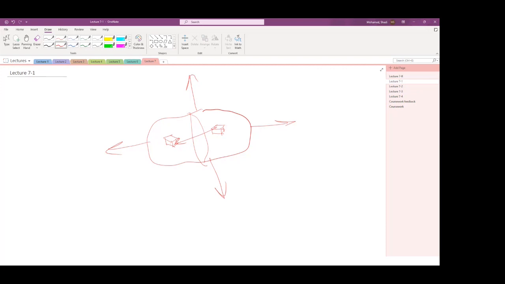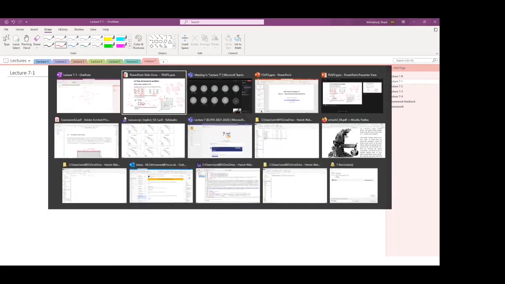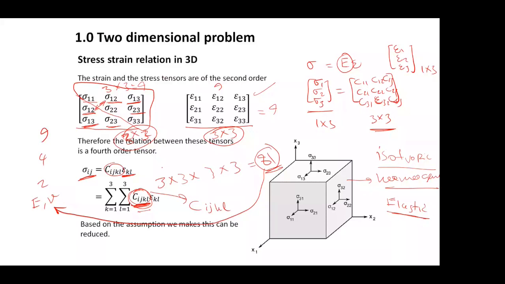Now, isotropic, so the material properties would not change with the direction, and homogeneous, so the material properties would remain the same at every single part of this material. Okay. Now, if you make these assumptions, you will reduce this constitutive relation into only, sorry, two components.